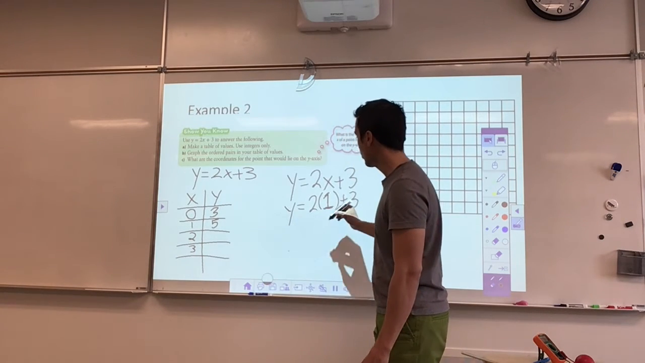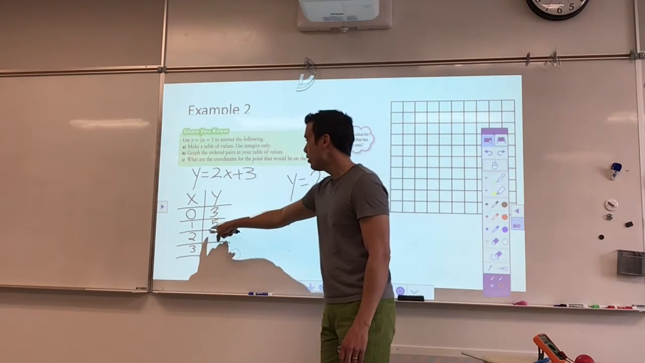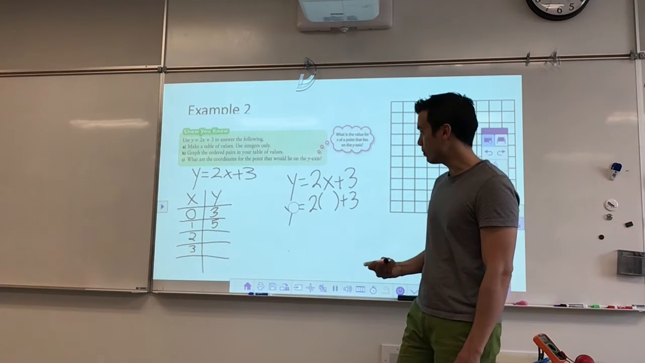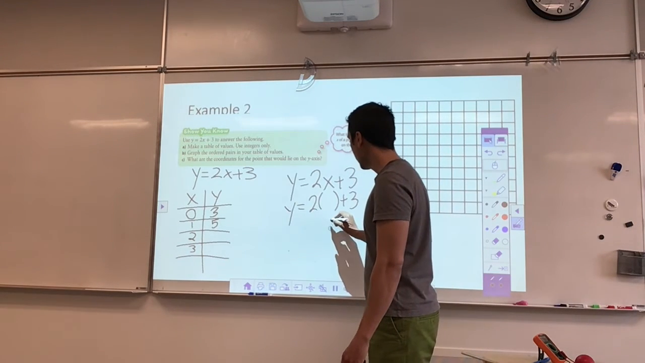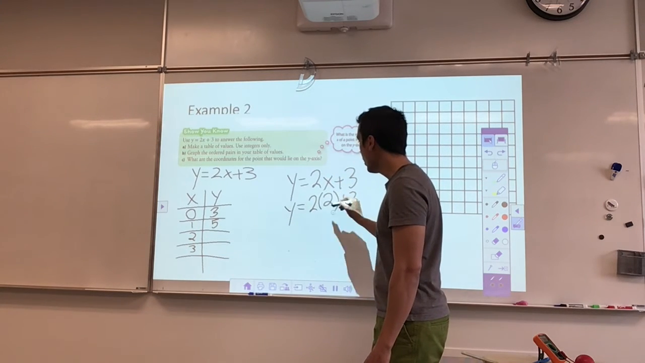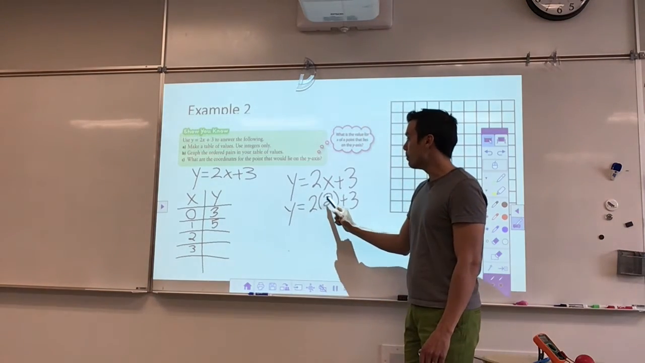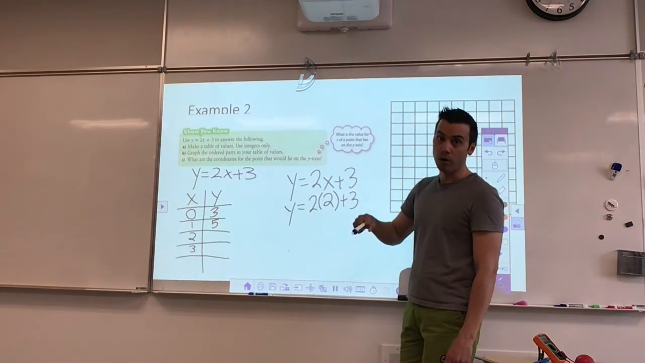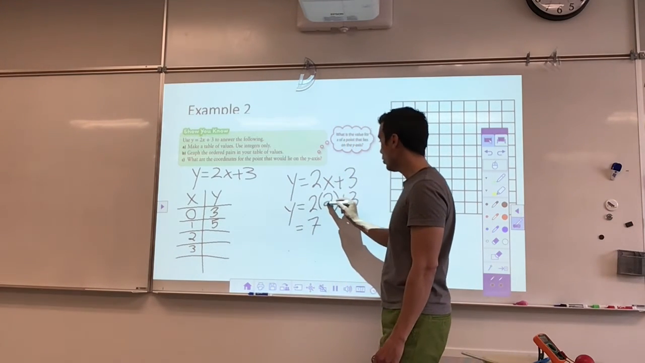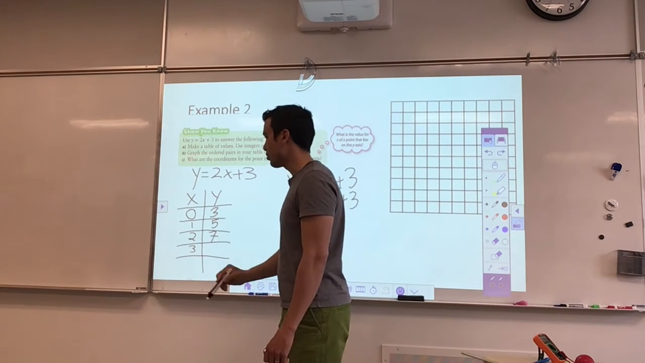Okay, next one we have, what is y when x is 2? Now things are getting a little bit trickier. Now I got to multiply something by 2. Terrible news. But I think it's still doable. So wherever I see an x, I'm going to put a 2 and then figure out what y is. 2 times 2, 4, plus 3 is 7. So when x was 2, y is 7. And now I can kind of see that these are just going up by 2's.